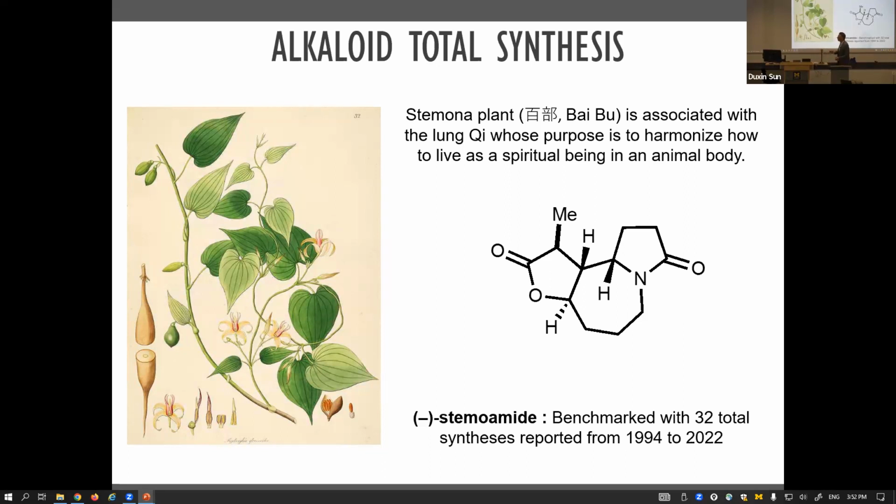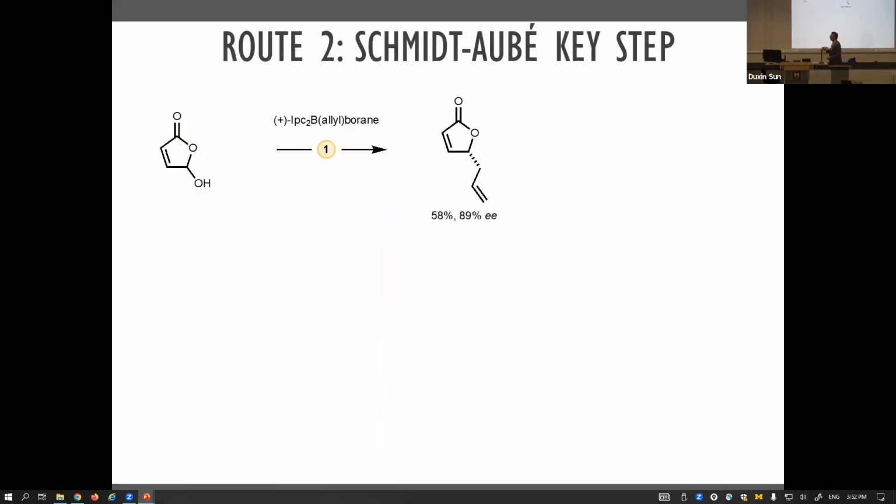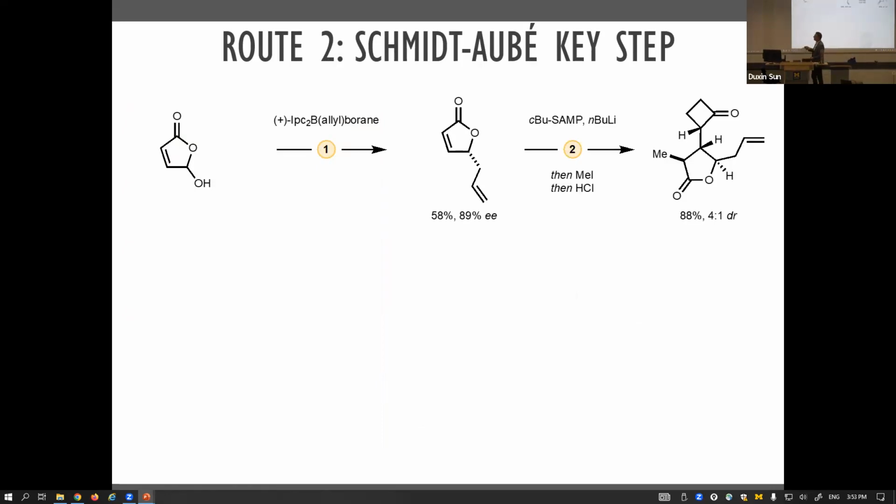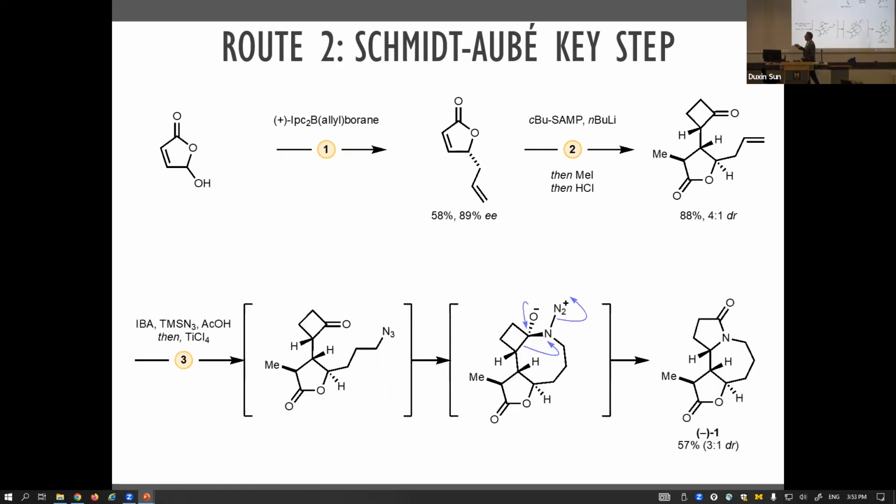We plugged it into a different software and achieved the following synthesis, where we buy this lactol, we do what's called a Brown allylation, we install the cyclobutanone, and then add a hydroazidation reagent and work up with TiCl4. The synthesis is done in 3 steps, and this is just a really short synthesis of this particular molecule, and so we're very excited by this work.